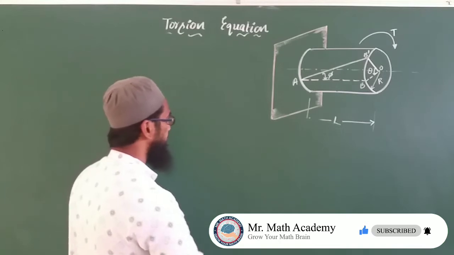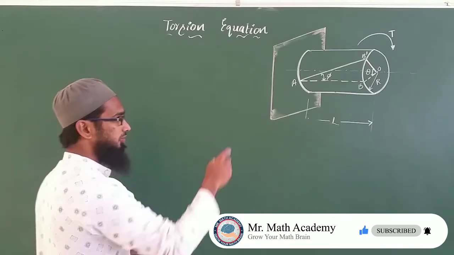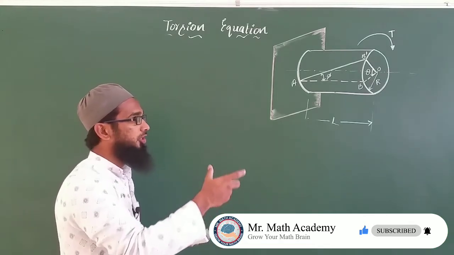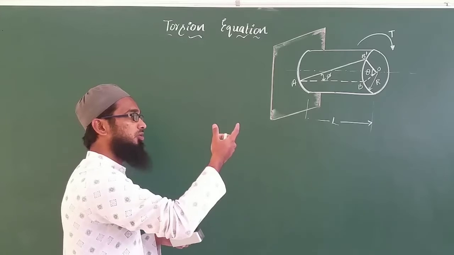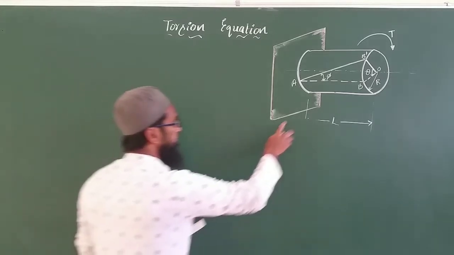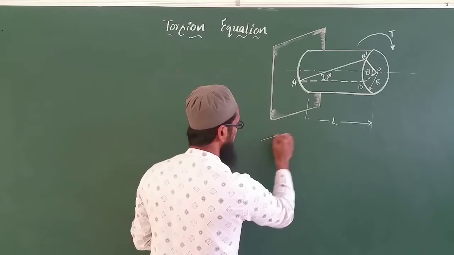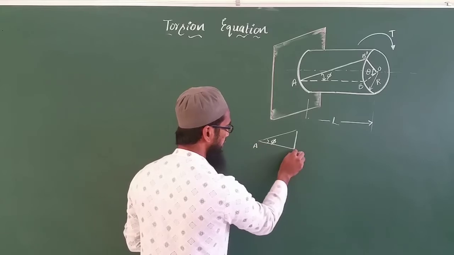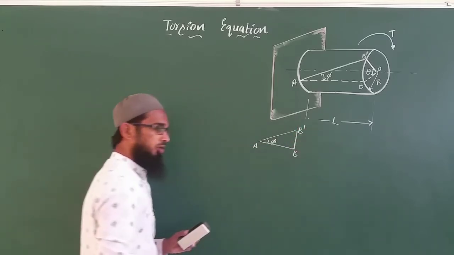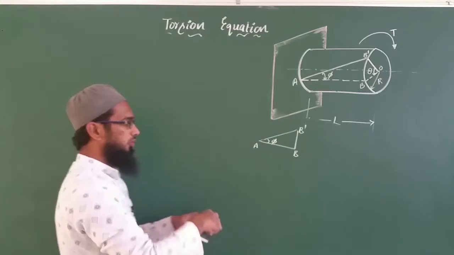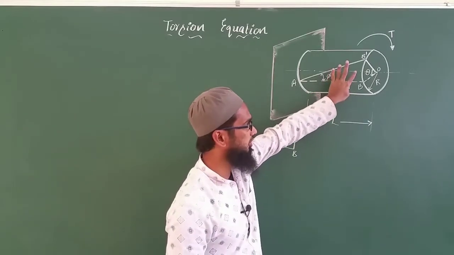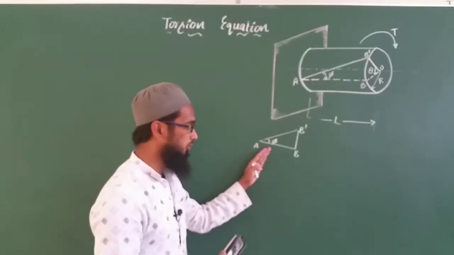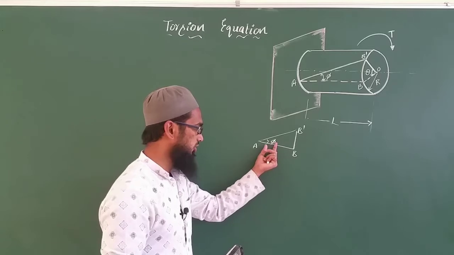Now this AB is our original reference line. When it is subjected to a twisting moment T, it is shifted to AB dash. From this, if I take A, B and B dash, we can see this kind of figure. You can see this is our phi, this is point A, this is B and B dash here.